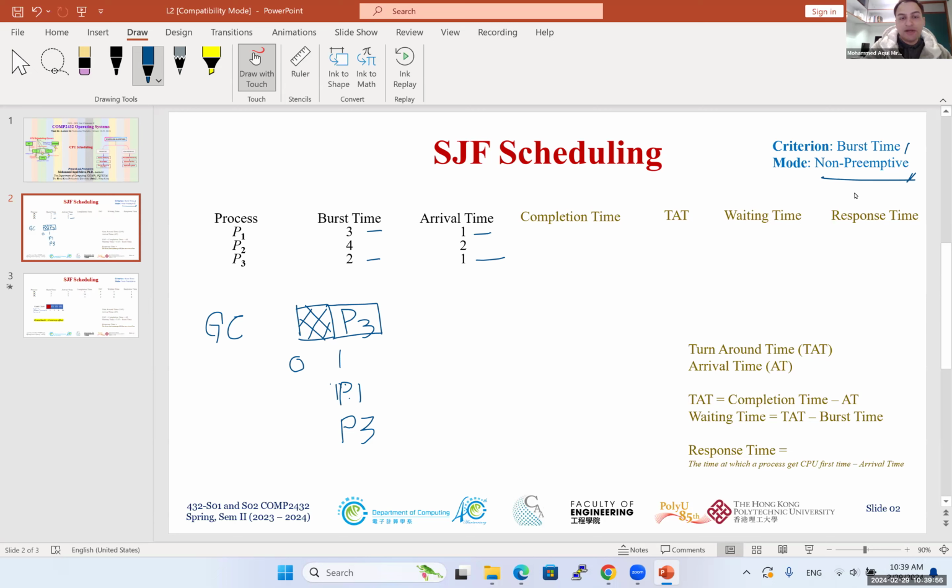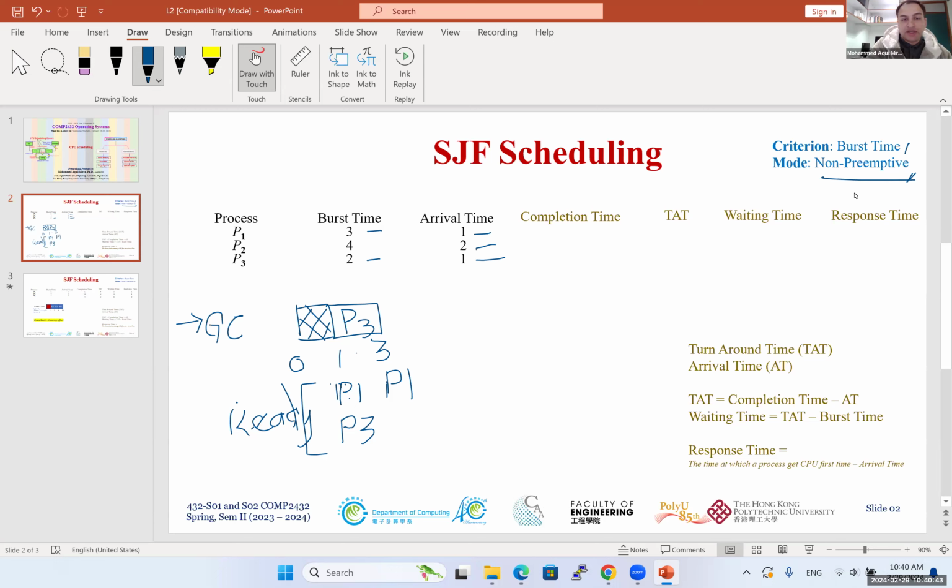P3 is working in the non-preemptive mode. That means it will completely get executed on the CPU. So how long does it get executed? It will get executed for 2 units of time, that is up till 3. 2 plus 1 is 3. We already have process P1 in the queue, which is waiting for execution. And somewhere in between, process P2 has entered the ready queue. Remember, this Gantt chart is your running queue, and all the waiting processes are in your ready queue.